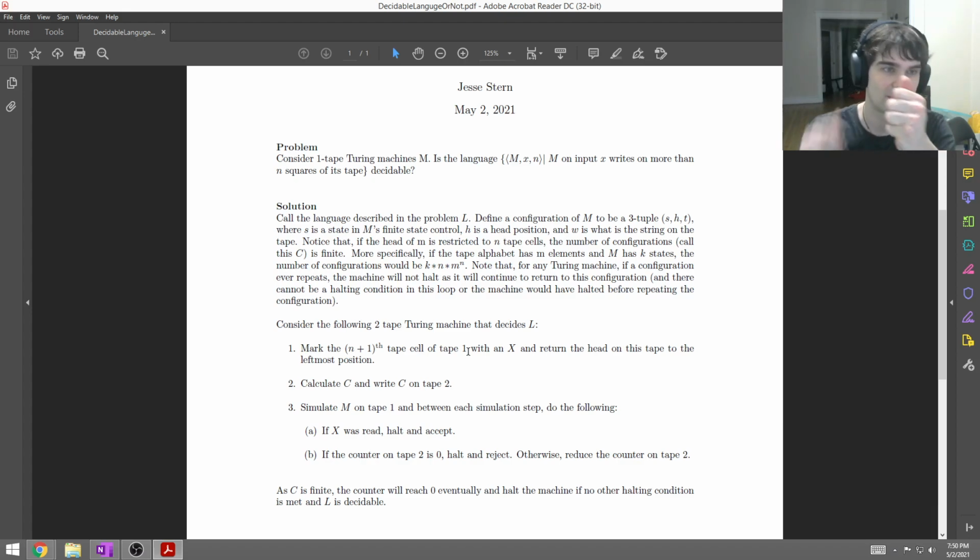If configuration A, once again, it's really important to be explicit between the states and configurations. If I'm in configuration A and I get back to configuration A, then what that means is I took a Turing machine. This machine is not random. There's no randomness. It just follows a series of instructions.